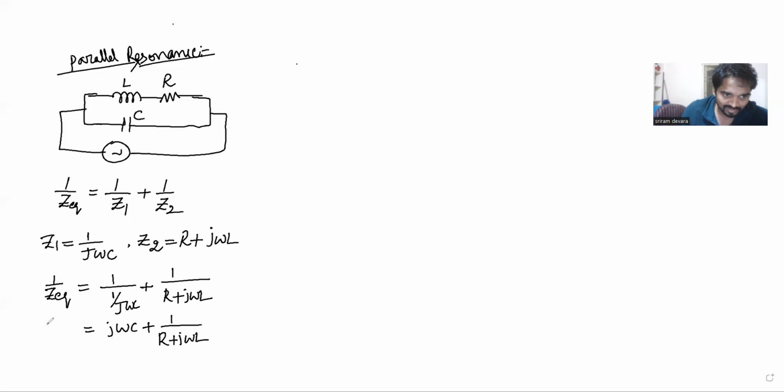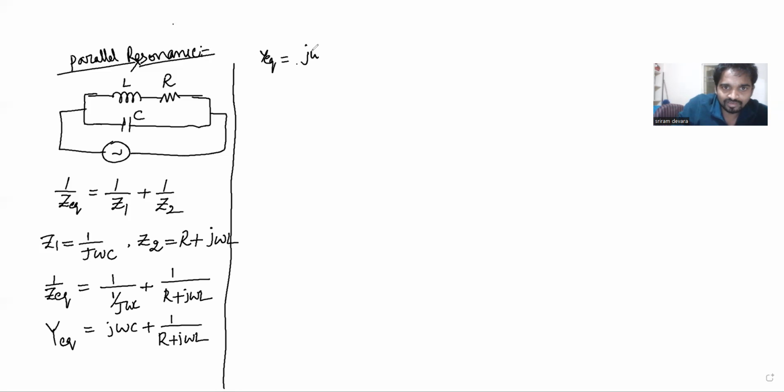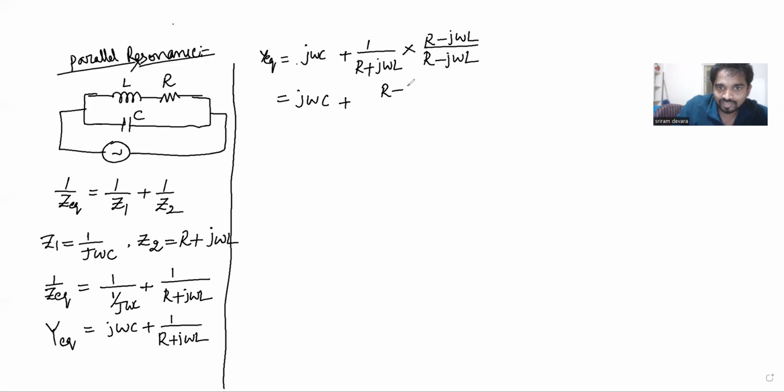This Z equivalent can be written as Y equivalent, the admittance. Now Y equivalent is equal to J omega C plus 1 by R plus J omega L. The denominator has a complex quantity, so I'll rationalize it: multiply by R minus J omega L divided by R minus J omega L. The denominator becomes A plus B into A minus B, that is R square minus B square.